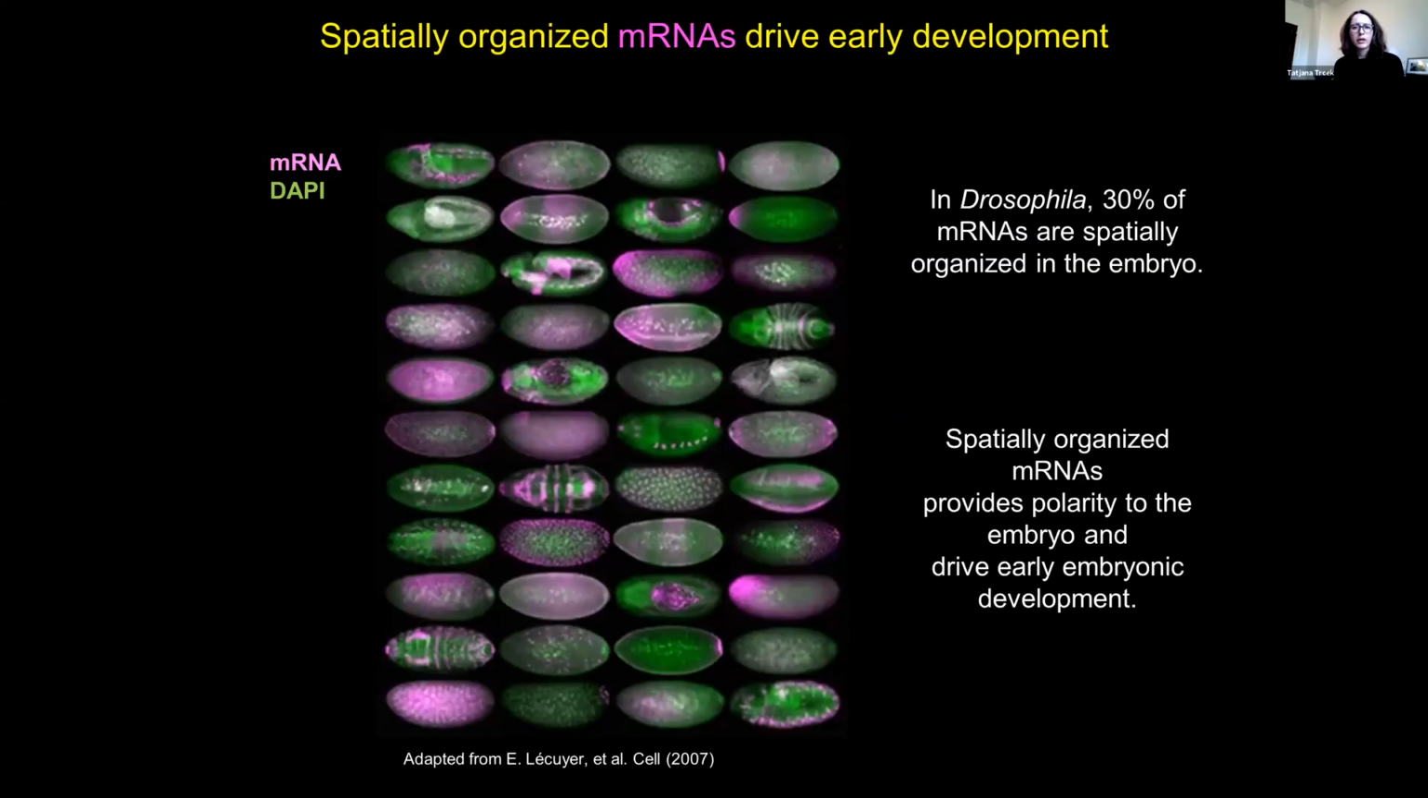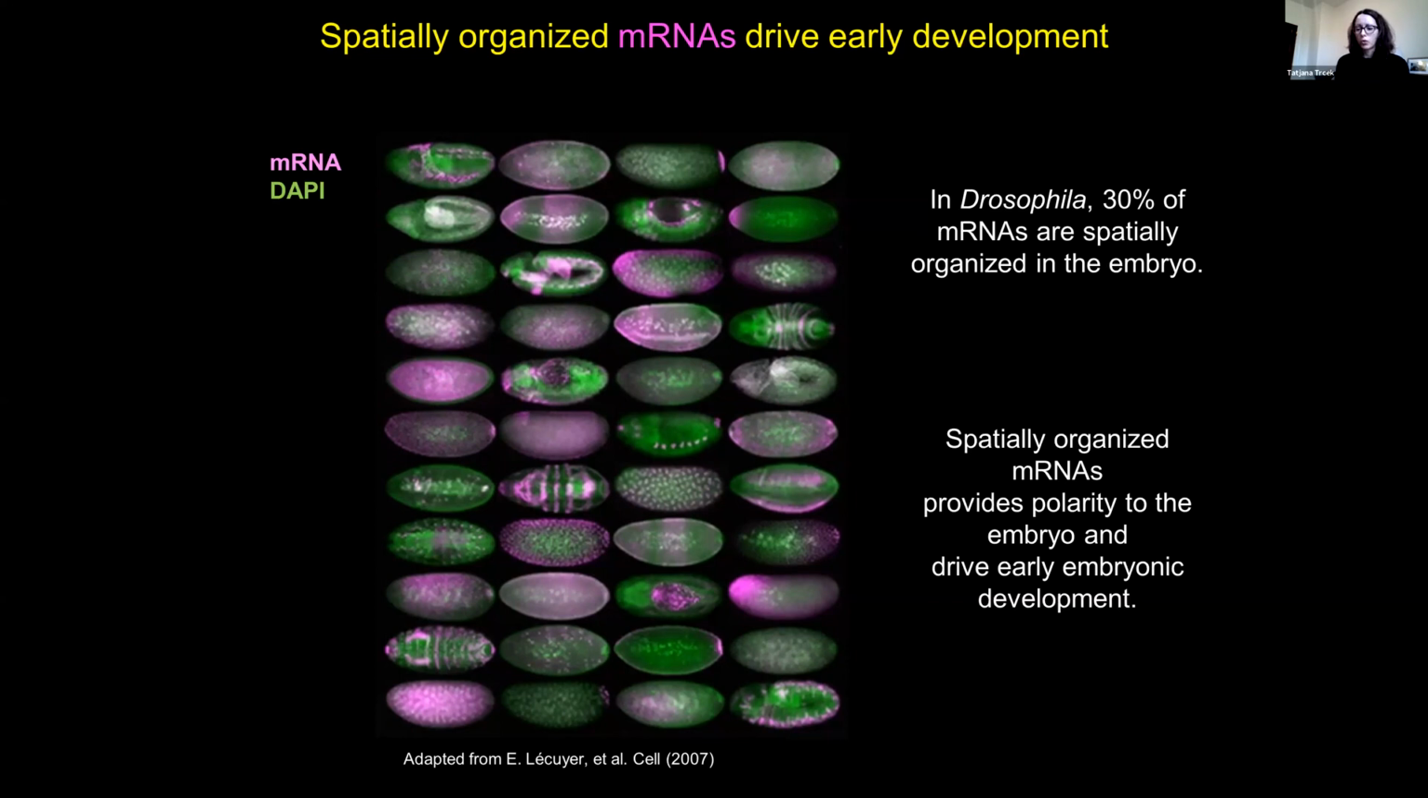Spatially organized mRNAs are also very important in early development. An example is the Drosophila embryo. These early embryos are completely transcriptionally quiescent, and about 30% of all mRNAs that are deposited in this embryo are somehow spatially organized. This is important because it helps build the body plan of this developing organism.